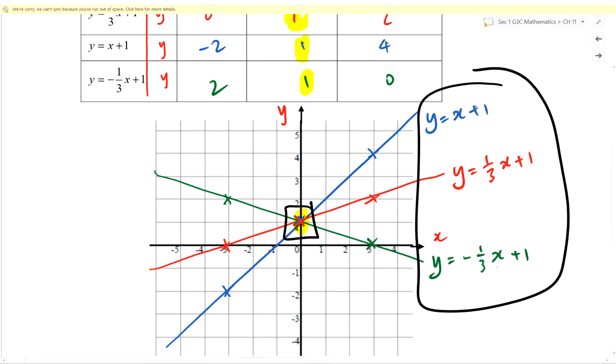So there are a few things that we can tell. The first number in front of the x tells us the gradient. Does it slope up or does it slope down? The constant term tells us the y-intercept.